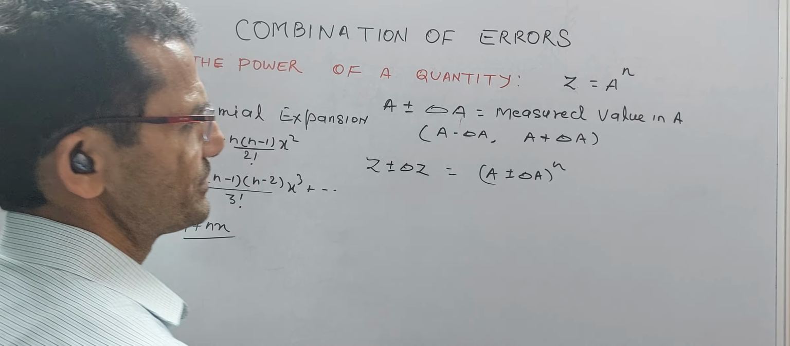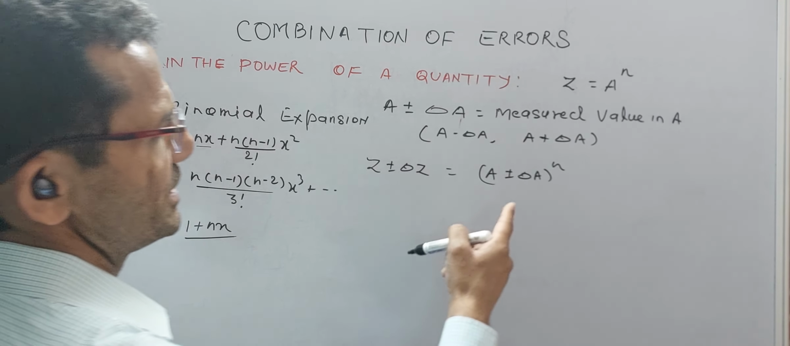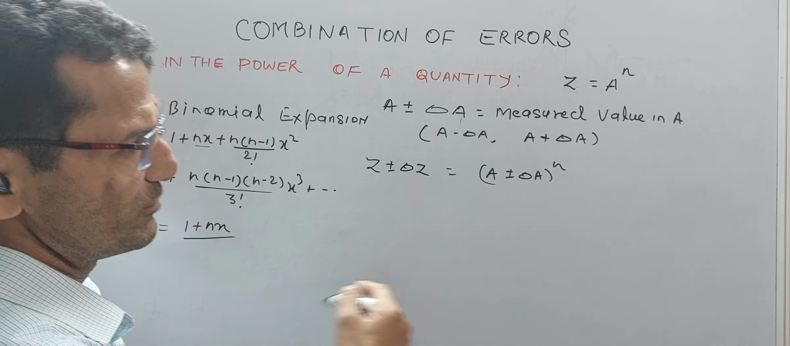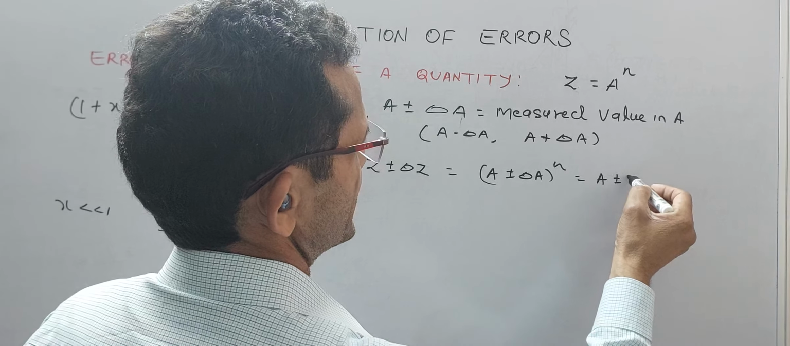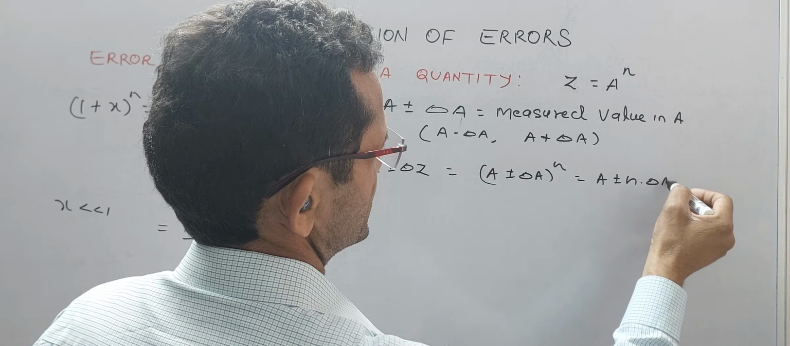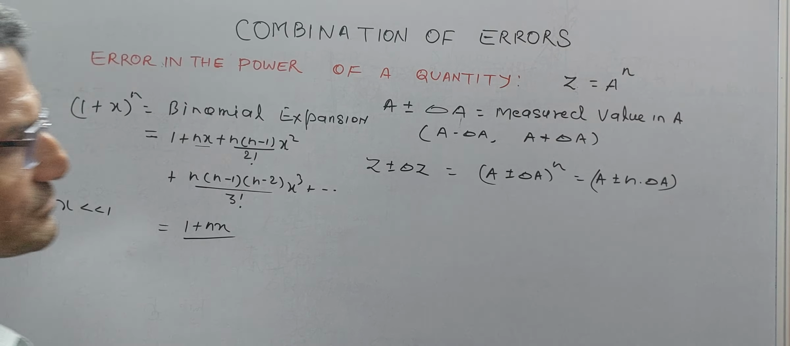Same thing is here. Delta a is very small, so we have to expand only the first two terms. Now applying the binomial expansion here also, a plus minus n multiplied by delta a. So this is the value after applying this formula.